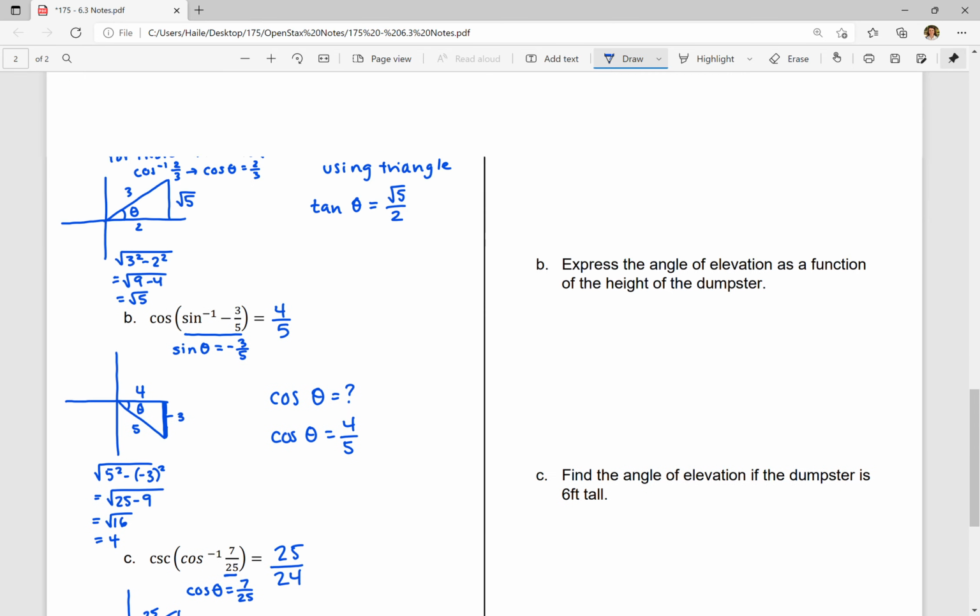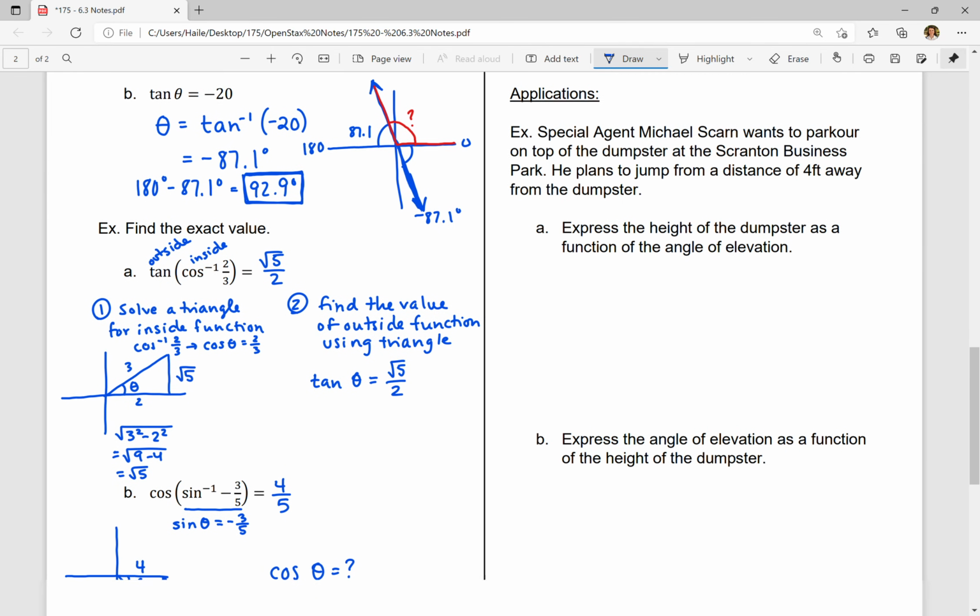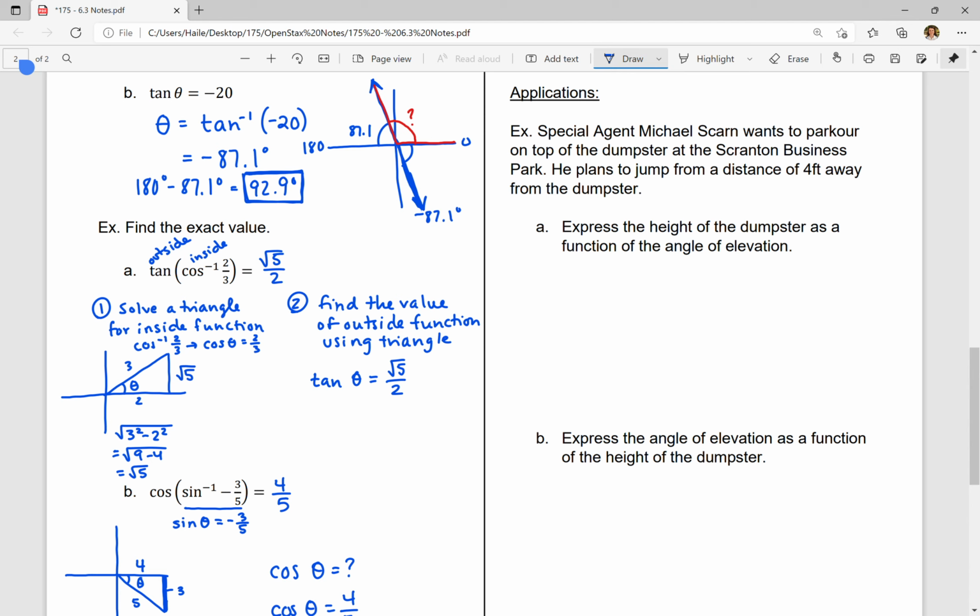Okay, so the last thing we're going to talk about with inverse trig functions is a quick little word problem. So our word problem goes like this. Special Agent Michael Scarn wants to parkour on top of the dumpster at the Scranton Business Park. He plans to jump from a distance of 4 feet away from the dumpster. So our first question is to express the height of the dumpster as a function of the angle of elevation.